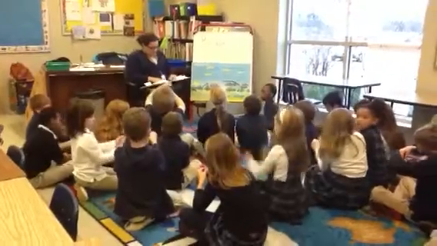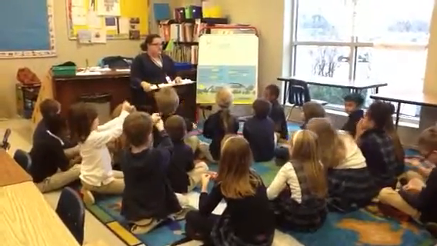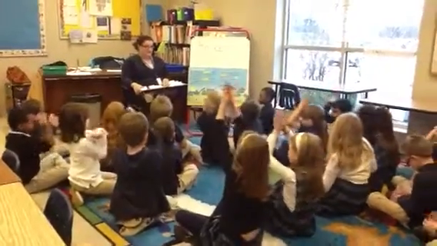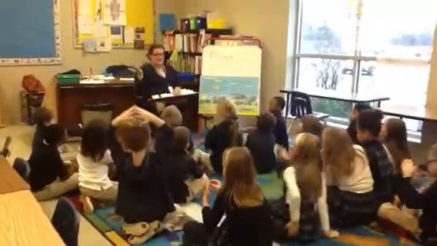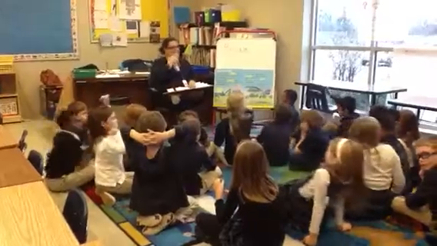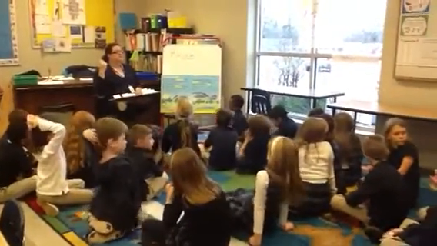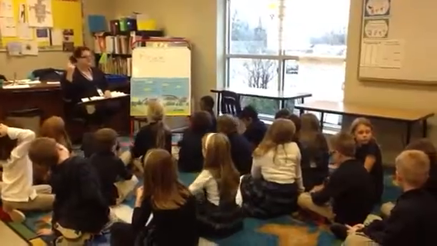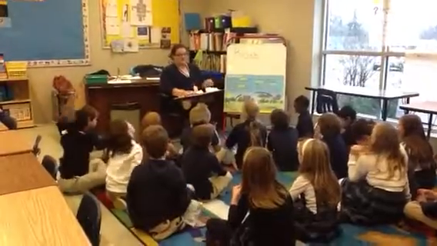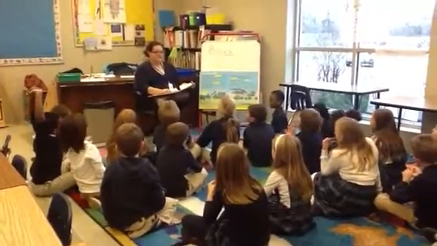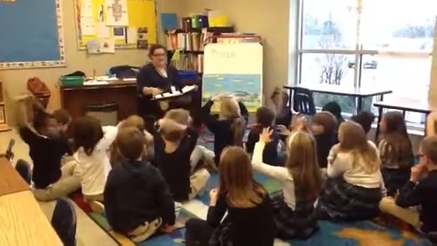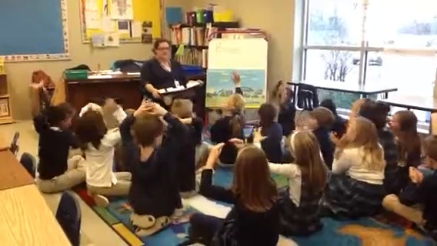So now, I want you guys to echo and show me the hand motion when I say the word. So evaporate. Evaporate. So what happens when water evaporates? Molly? It turns into water vapor and rises up into the atmosphere. Yes, it changes from a liquid into a gas that we cannot see. All right, I want you guys to do the same thing. Echo and motion. Condenses. Condenses. So what happens when water condenses? The water vapor condenses.